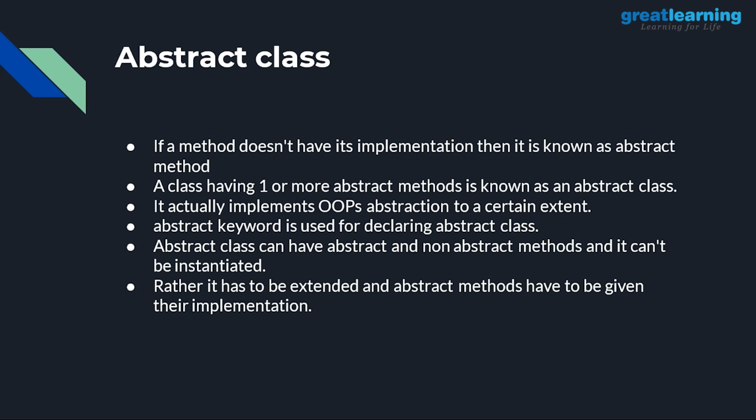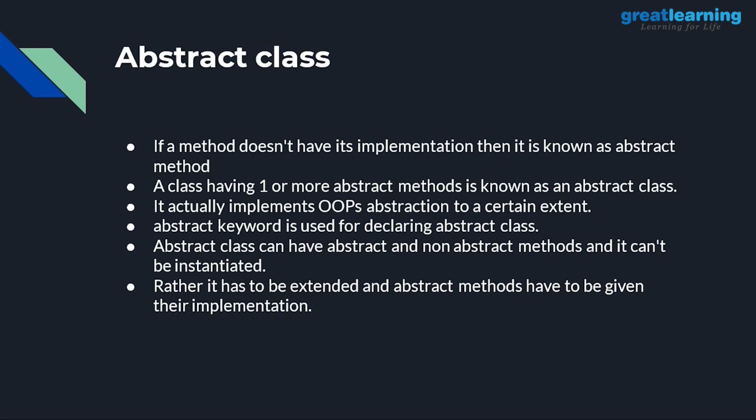A class having one or more abstract methods is known as an abstract class. Let's suppose there is a class in which there are some normal methods and some abstract methods. That class, which contains some methods which are not abstract and some which are abstract, is called an abstract class. It actually implements abstraction to a certain extent. What do you mean by this certain extent? Since there are some methods which are not abstract, that's why the words certain extent have been written here. There is not proper 100% abstraction, but some part has been abstracted.